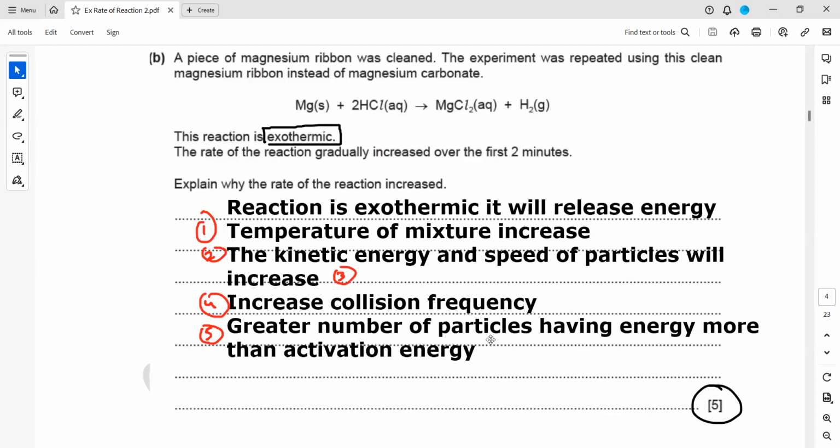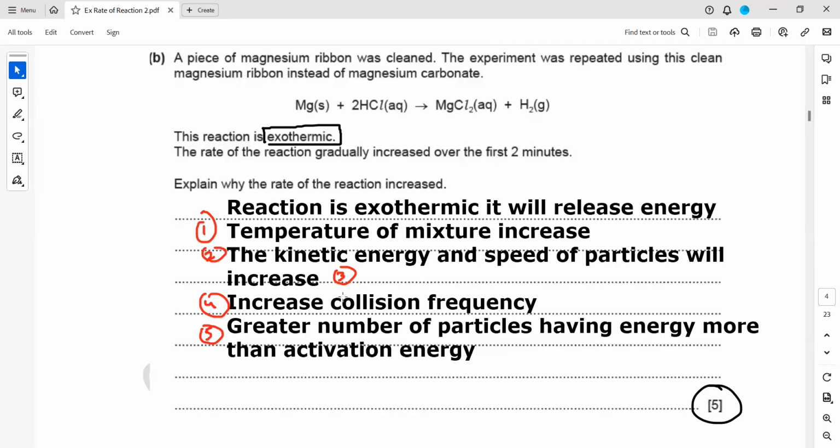So that's why I say whenever a question is there relating the effect of temperature on the rate or the speed of a chemical reaction, you will always include these points. Higher temperature, higher kinetic energy, particles move faster, they will have greater collision frequency, and a greater number of the particles have energy more than activation.